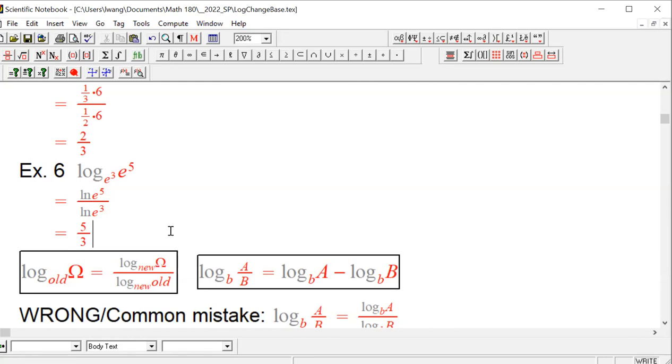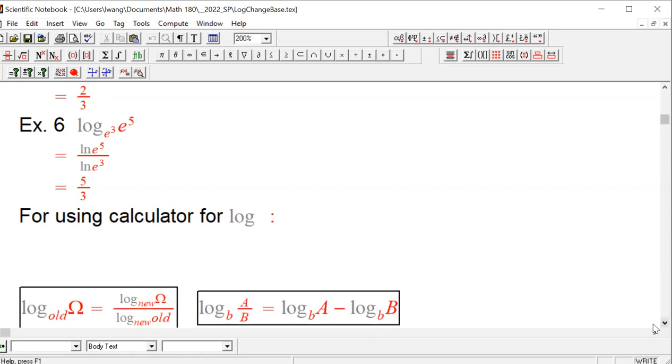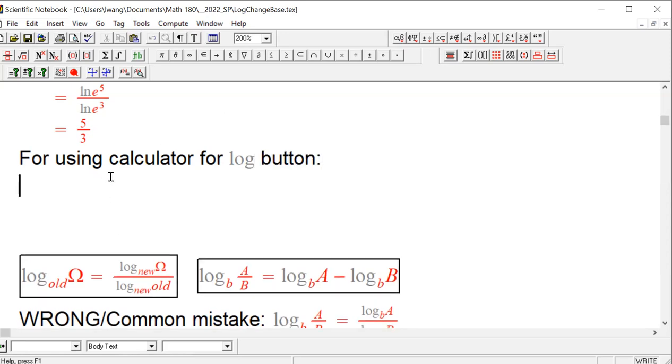In the other situation, for numerical calculation, we're just going to do a couple of examples, right? For using a calculator for logarithms, what do you do? For using the logarithm button, what do you do?